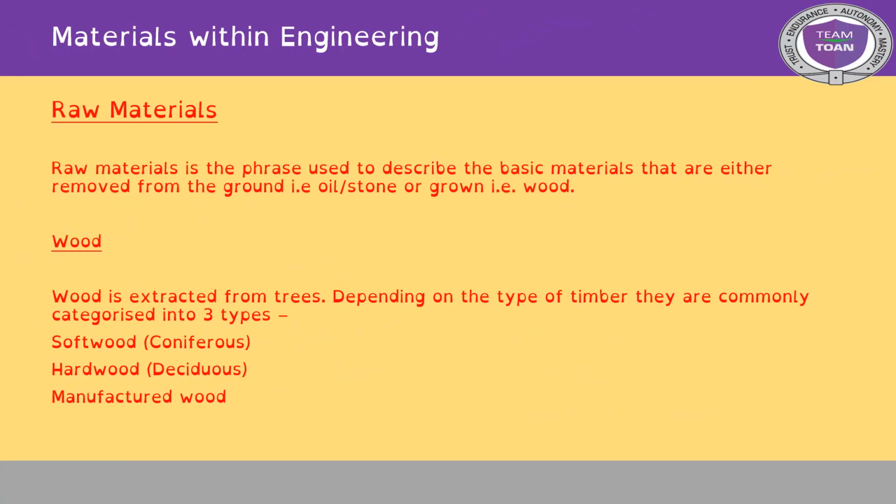Okay, so raw materials. Raw materials is the phrase used to describe the basic materials that are either removed from the ground, so for example, oil, stone, or grown, such as wood. Wood is extracted from trees. Depending on the type of timber, they are commonly categorized into three types. You've got softwood and coniferous, hardwood or deciduous. You've also got manufactured wood.